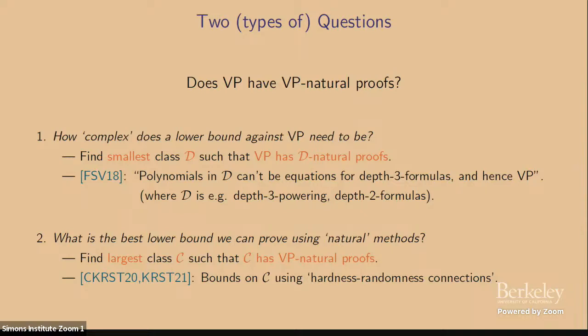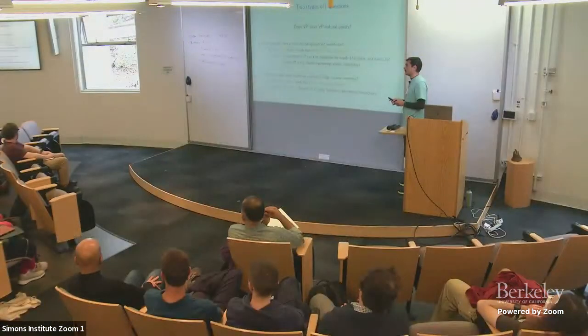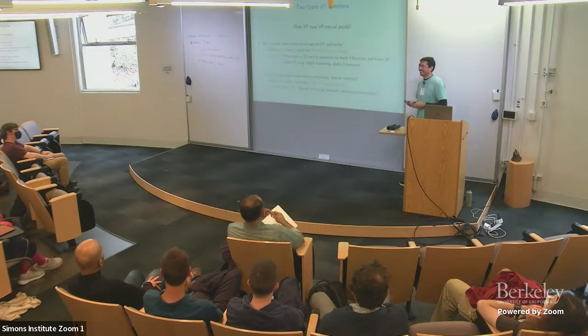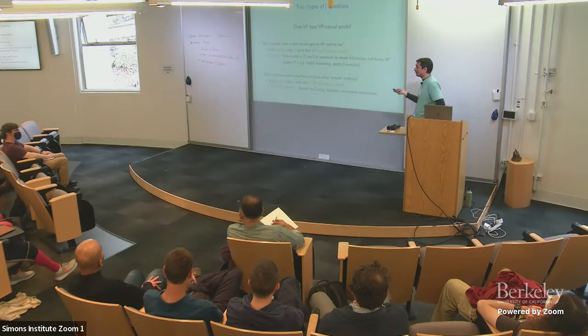Because natural proofs are used in some previous lower bounds, we already had some examples of C that had VP natural proofs, right? Yes. So it's only interesting if your class C is bigger. Bigger or incomparable. Yeah. It's good that you're convinced by incomparable.